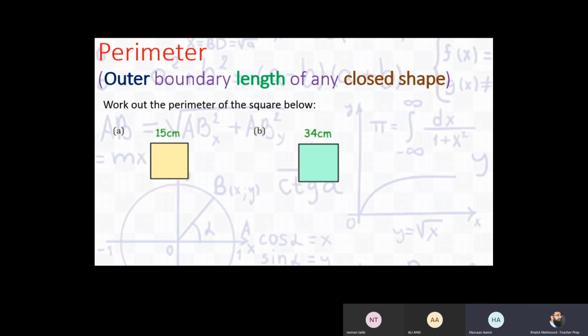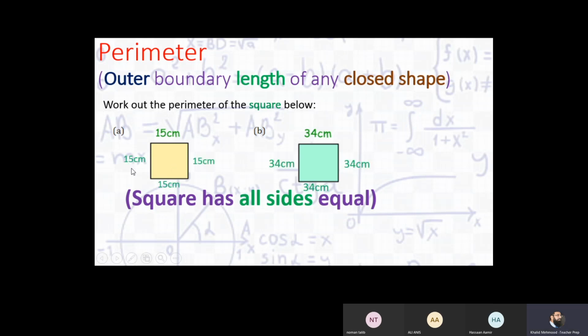Similarly, this is the square shape. In a square shape, all sides are equal. First of all, we must know that a square has all sides equal. So if one side is 15, the other sides will also be 15. That's why we have written all the sides as 15.